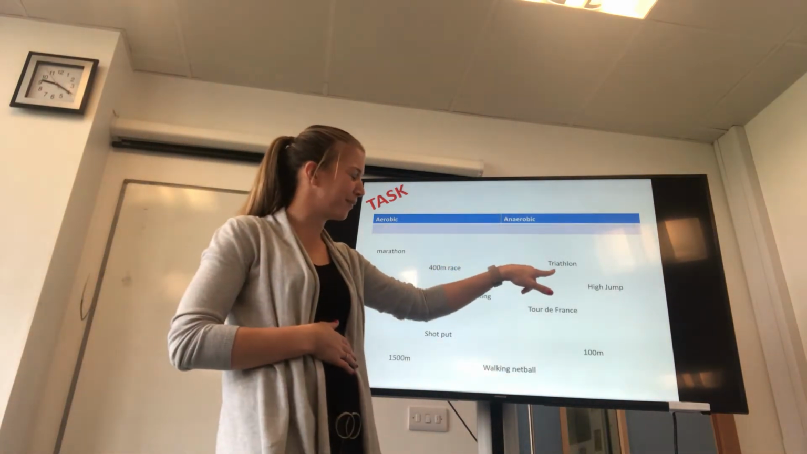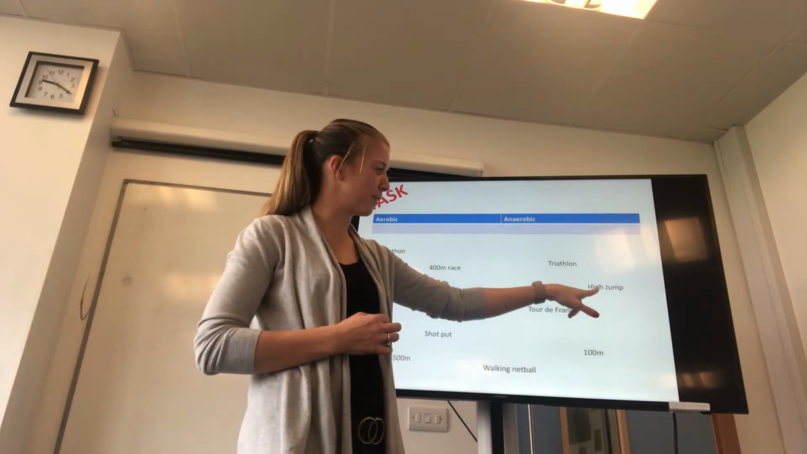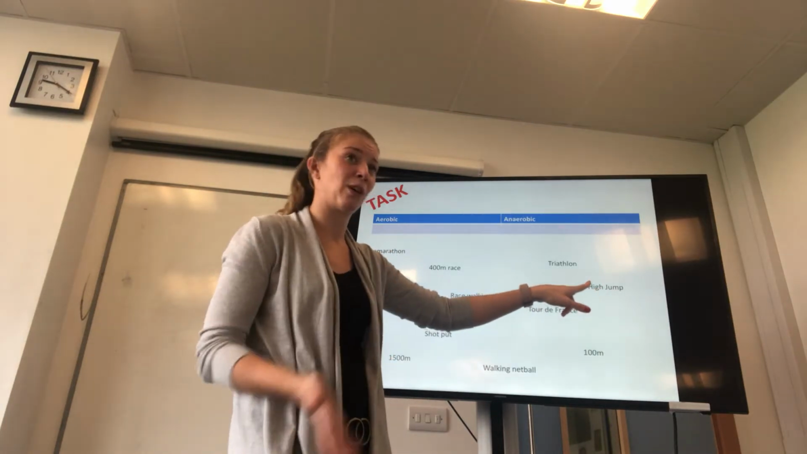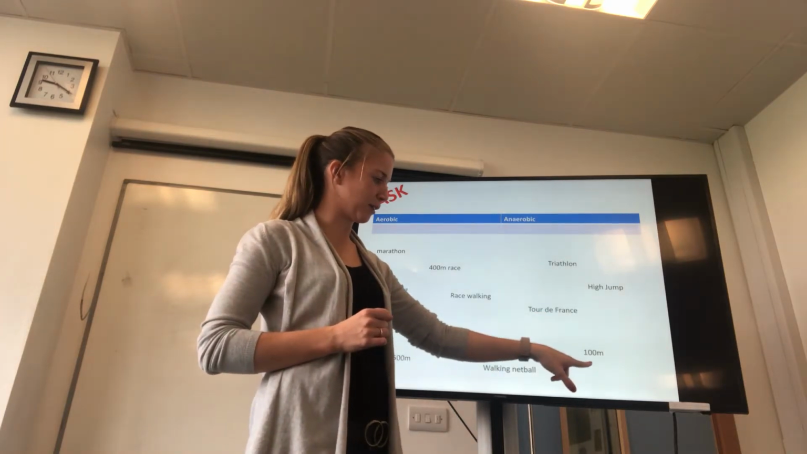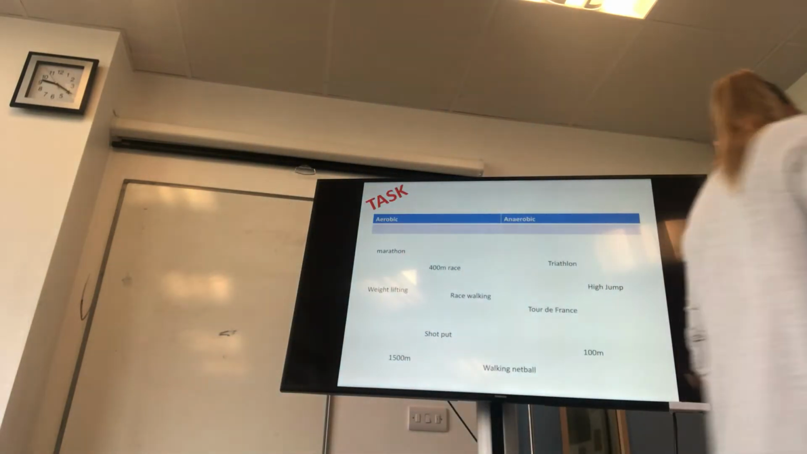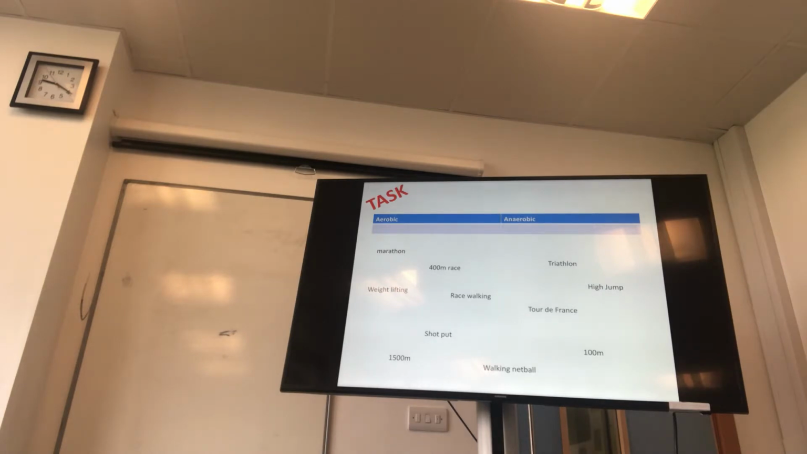The triathlon, aerobic. The high jump, anaerobic. Perfect, it's just that one powerful movement. Tour de France, aerobic. And 100 metre sprint, anaerobic. So any sort of sprint, powerful activities are anaerobic. Aerobic are the longer ones.